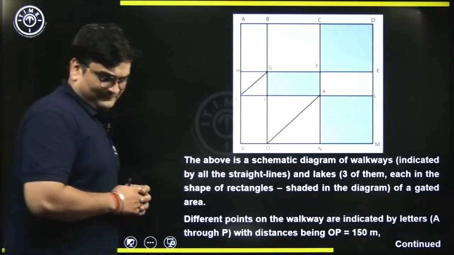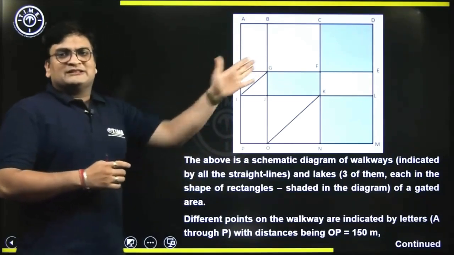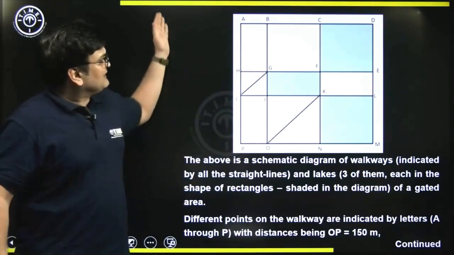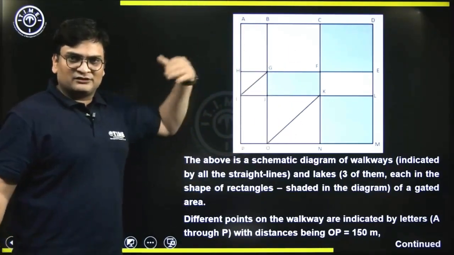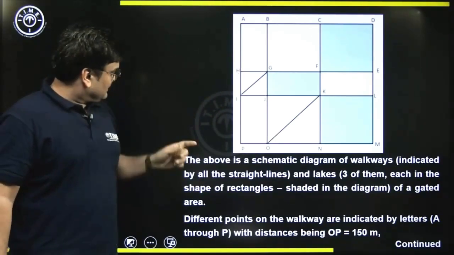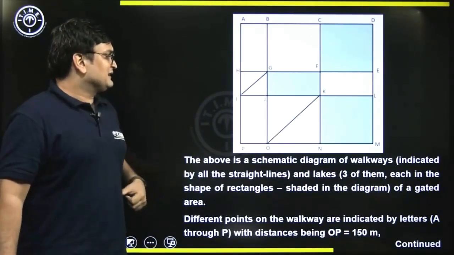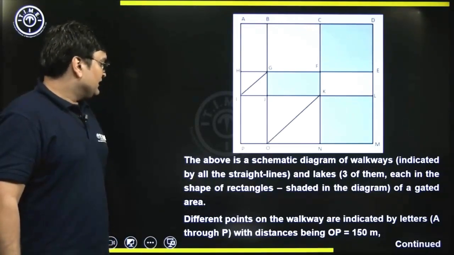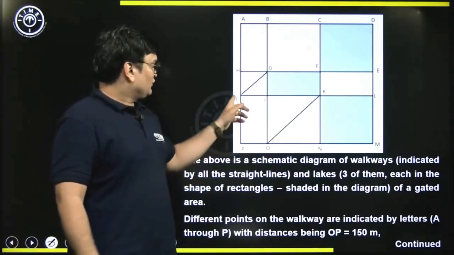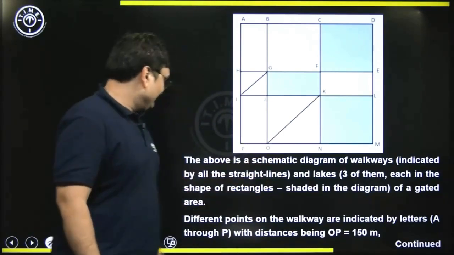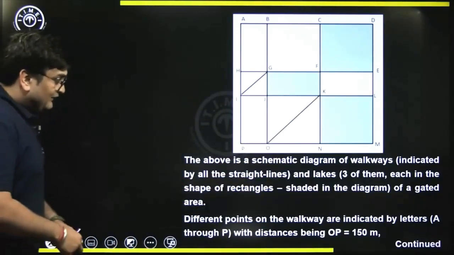Set number 4. Let us go through the data. As you can see, there is some diagram which is given. We will try to understand what this diagram is all about. The above is a schematic diagram of walkways indicated by all the straight lines. So, all of them are walkways, and lakes, 3 of them.